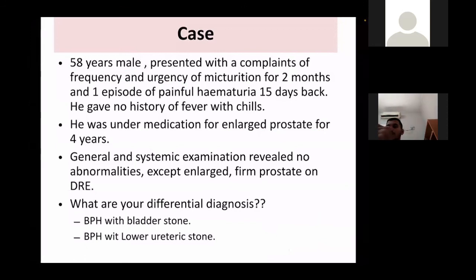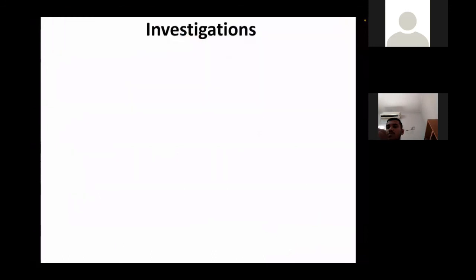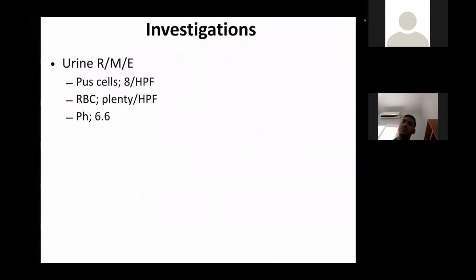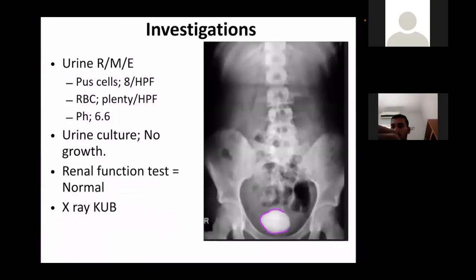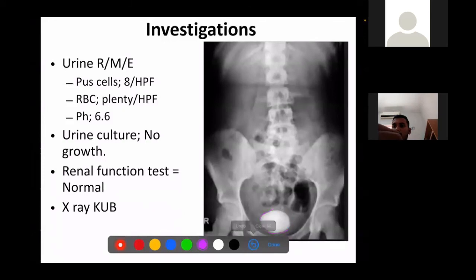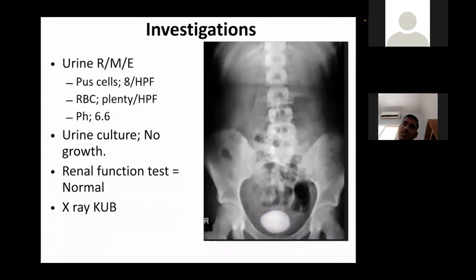The investigation will be urine routine, urine culture, renal function test, and ultrasonogram and X-ray KUB. Here you have seen the pus cells are plenty, RBC is plenty, right? Now there's no growth. That means it is just a hematuria. No infection is there. Kidney function was normal, and X-ray KUB was showing a round radiopaque shadow at the pelvis. So I know this is the case of bladder stone, no doubt, and he already has a BPH, right?